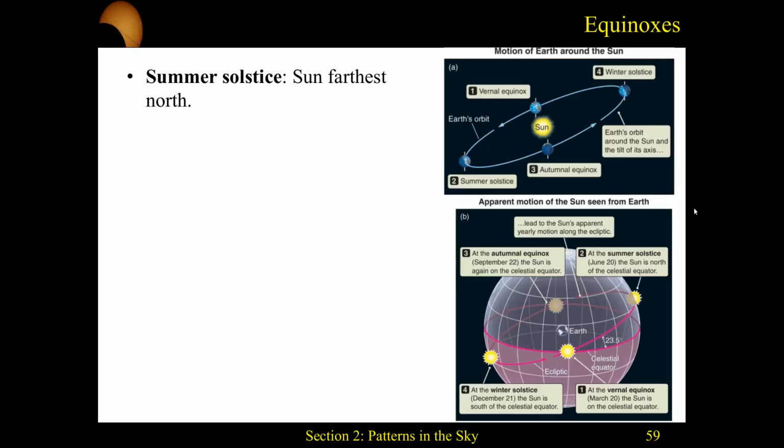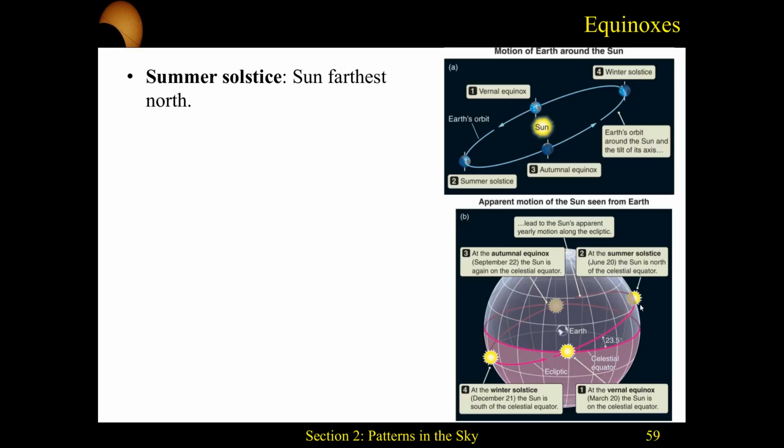As the Earth rotates around the sun, we can think of this picture in two ways. We can think of the motion of the Earth around the sun, and we'll label the four important points here: the vernal equinox, summer solstice, autumnal equinox, winter solstice. And we can find those same points on the celestial sphere. So let's be specific, let's define these. The summer solstice, right? On the celestial sphere, it's when the sun is the furthest north, right?